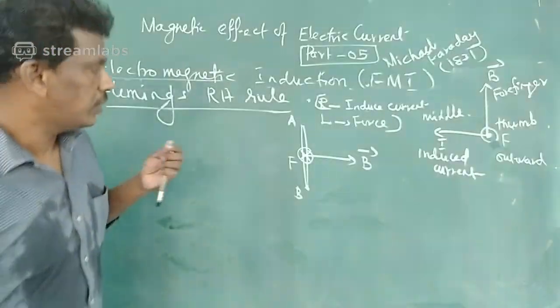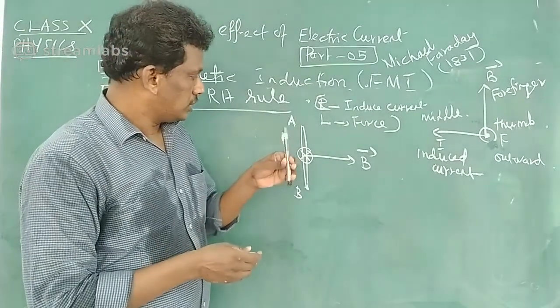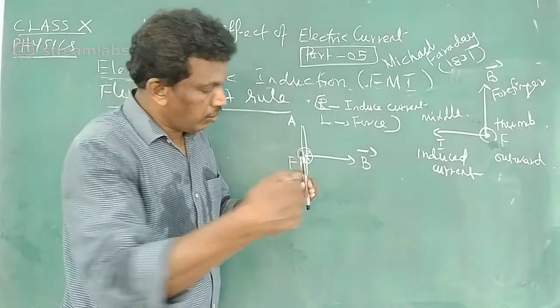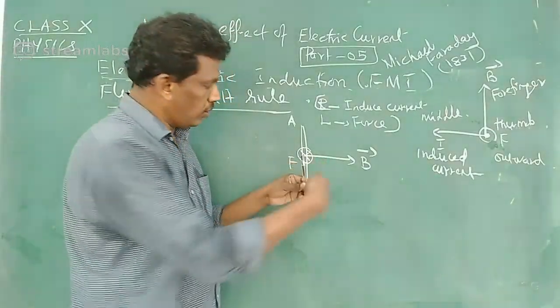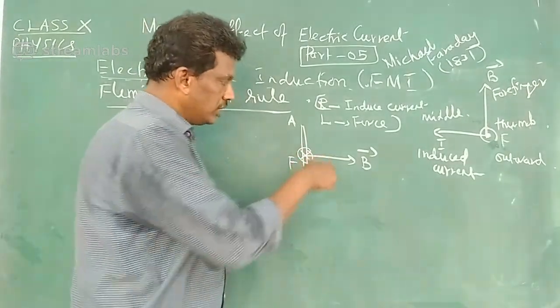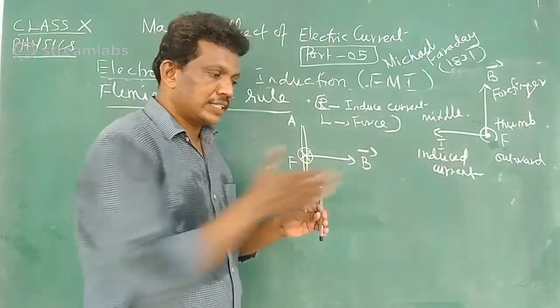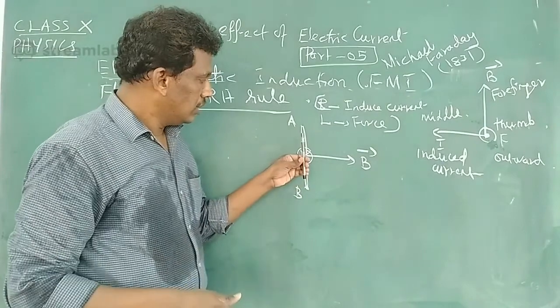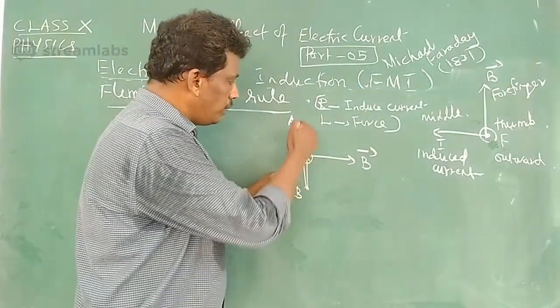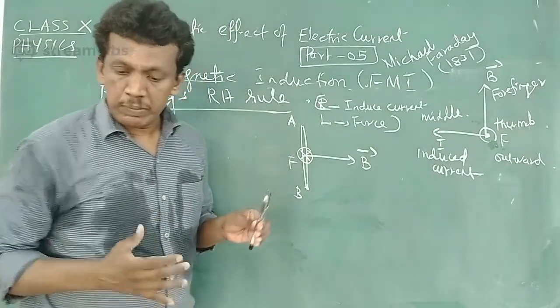What is that actually? Suppose this is the conductor. Force acting inward means I am going to push it towards the board. Do you understand? I am going to push it towards the board. So, force. Now, you have the magnetic field in this direction. So now what is happening here, there will be a current.